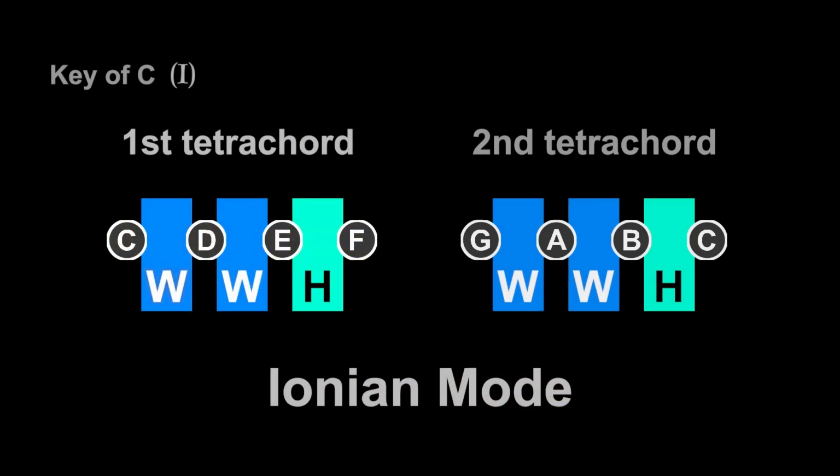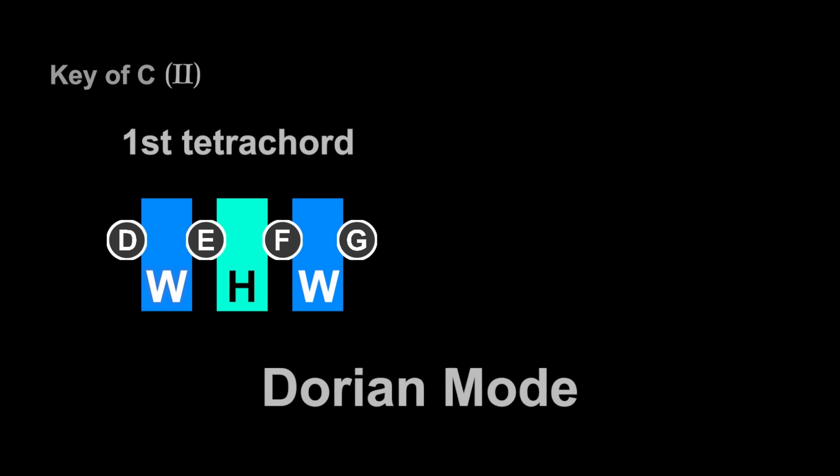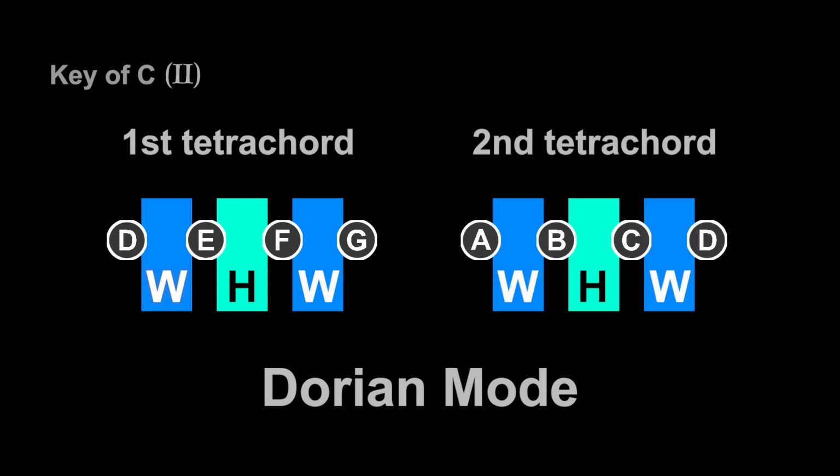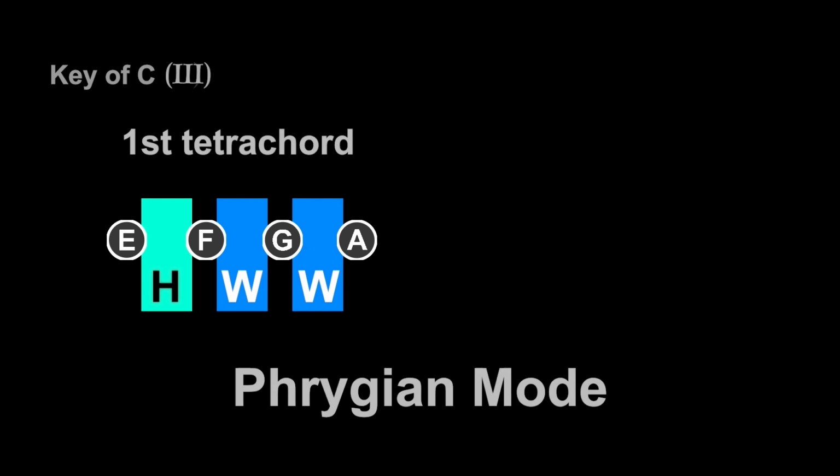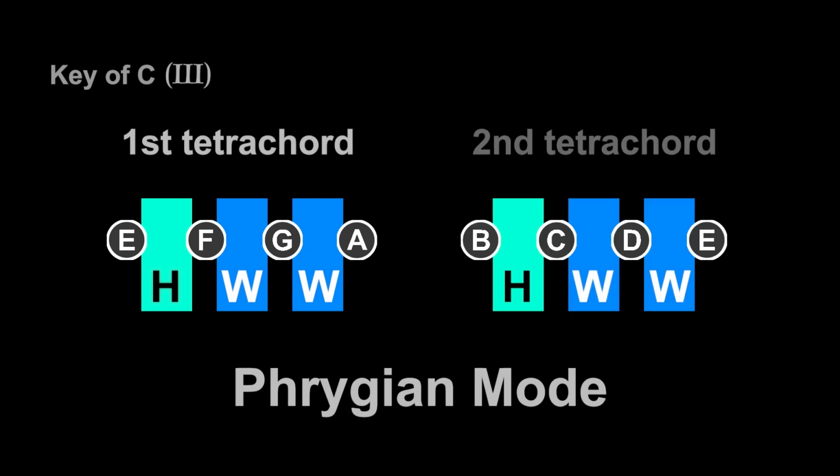Let's go over that. Ionian mode is 2 tetrachords, each of which have the half step at the end, with a whole step in between them. Dorian mode, 2 tetrachords, the same as each other, with a half step in the middle of both of them, a whole step in between the 2. Phrygian mode has the half step at the beginning of each tetrachord, duplicate tetrachords, with a whole step in between.